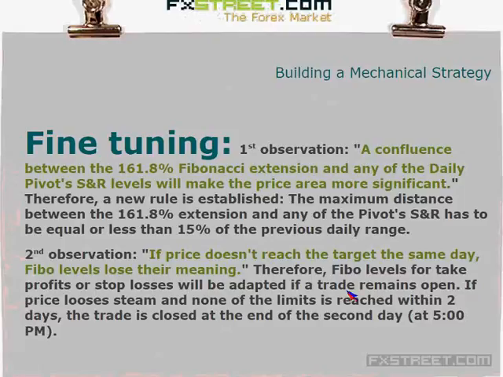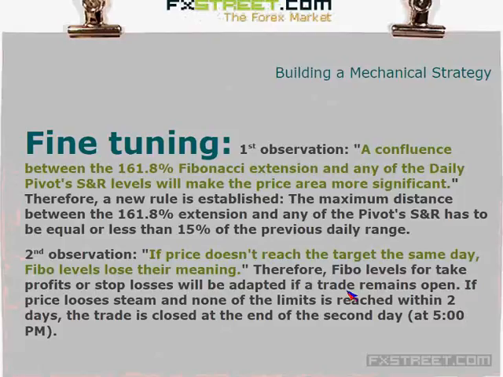Okay, so the first observation we find out is that a confluence between the Fibonacci extension 1618 and any of the daily pivot point support and resistance levels will make the price area more significant. Therefore, a new rule is established. Okay, that is the pen and paper that I have on my side.